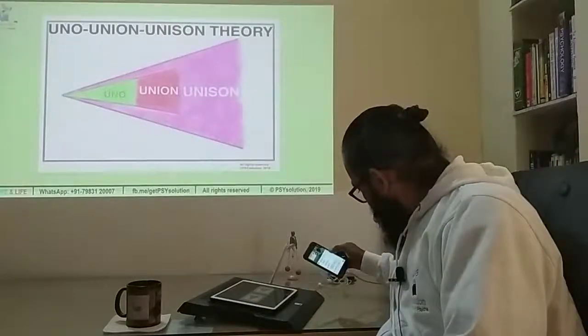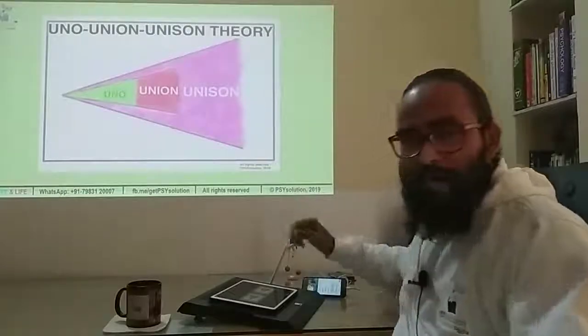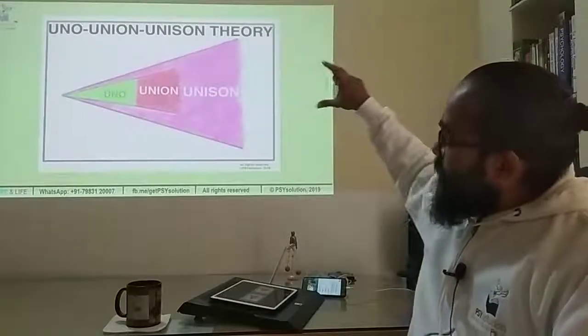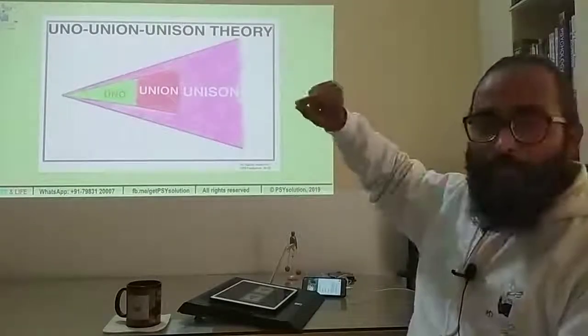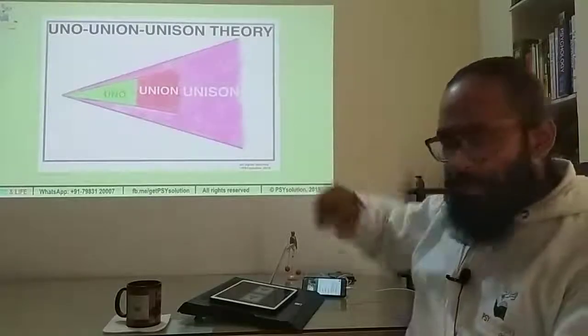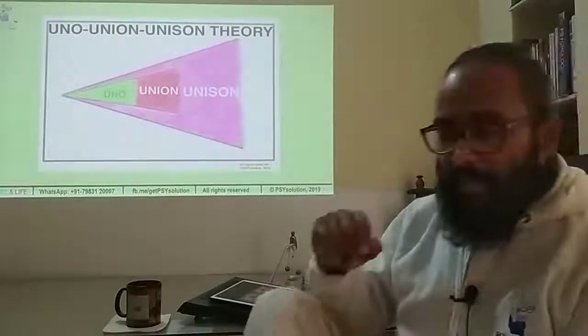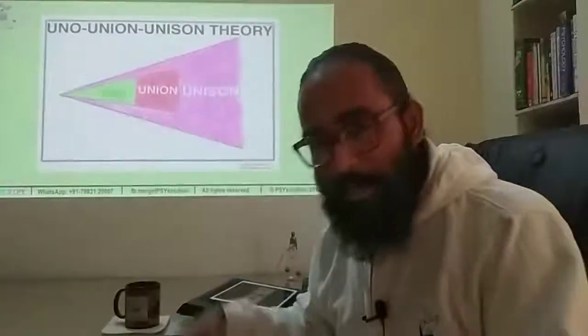Now, yes, violet is partly there. You see, it's overlapping. From birth onwards, the violet is already there. So the unison phase is a fact. There is no denial about the unison phase. Now I am coming to the unison.